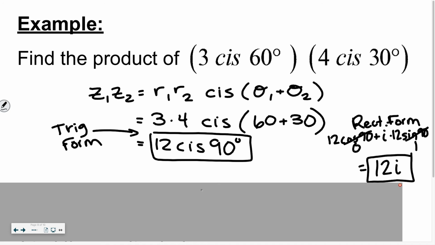Now, how will you know which form to write it in? I would just read your directions. If it doesn't say one or the other, then any of those answers are acceptable. If it says in trig form, then it should be in trig form.